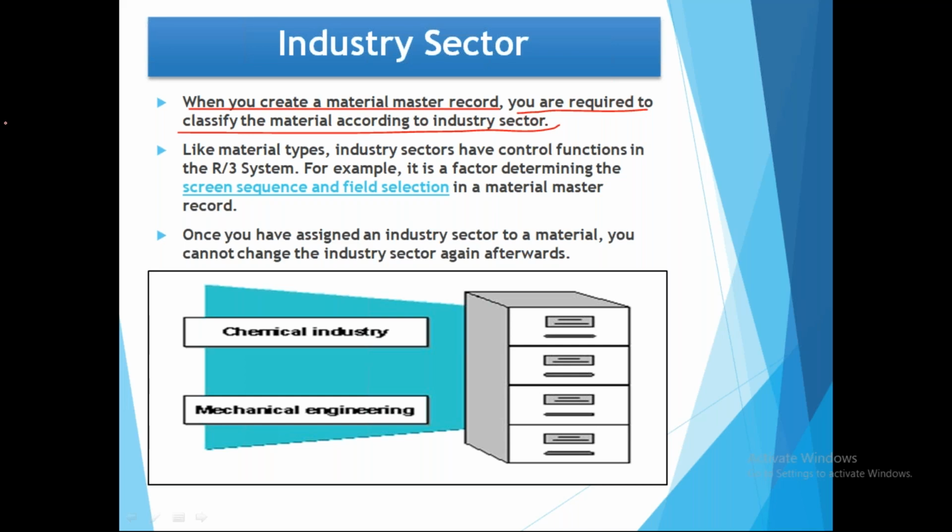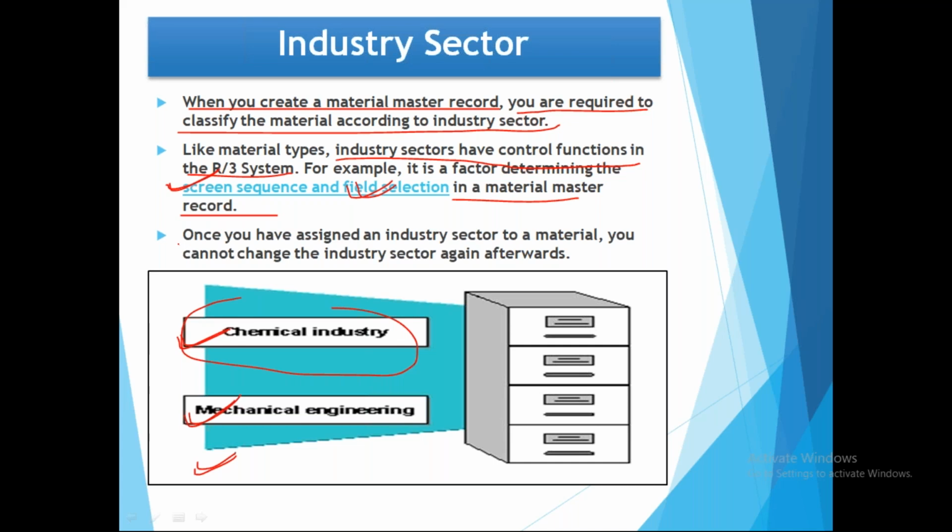So industry sector will tell you what type of industry you are working in, whether you are working for a chemical industry, a mechanical industry, or an automobile industry. All those things you need to maintain in the material master. This industry sector will have some control functions in the R3 system. Based on the industry sector you select, it will determine what screen sequence you have to maintain and what the field selection is, which fields you have to maintain the data in. It will control this in the material master record.